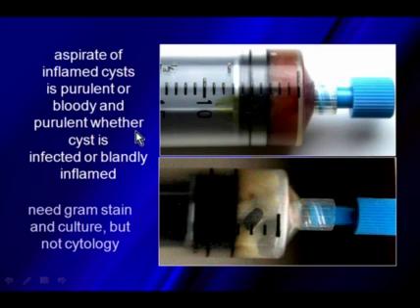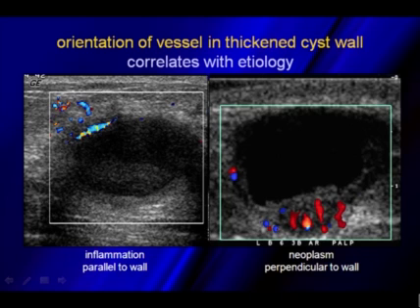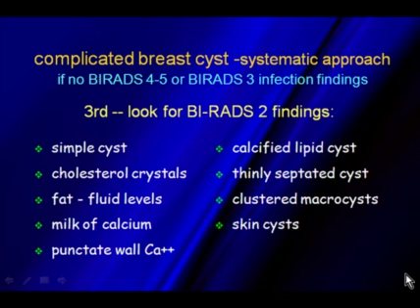Now, if you aspirate these inflamed cysts, you can see that sometimes we're going to need the gram stain and culture, but not necessarily cytology in looking at some of these aspirated fluids. Now, looking at these cysts, one way to tell the difference if we have an inflammatory process versus a neoplasm going on is with inflammation, the blood flow will be parallel to the wall of the cyst. If you have a true intracystic lesion, you're going to see that the blood flow will be perpendicular to the wall. So this is a true lesion inside the cyst. This is just inflammation of the cyst. So color Doppler can be helpful for looking at that.